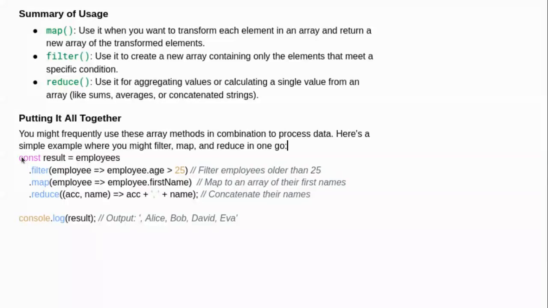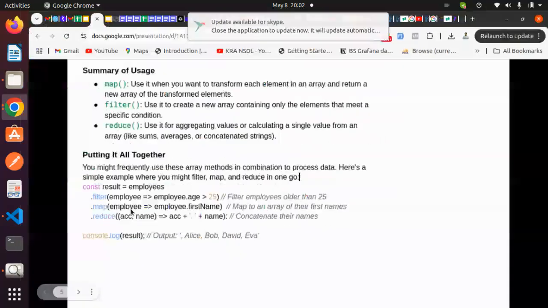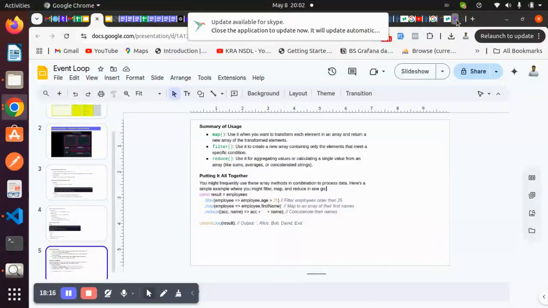And here is a combined example, that means using filter, map, and reduce on one single array, applying these three methods at a time. So definitely I will show you. Now I move to the coding part.